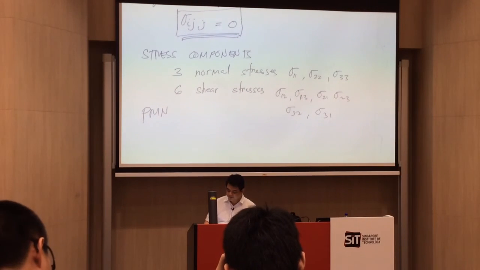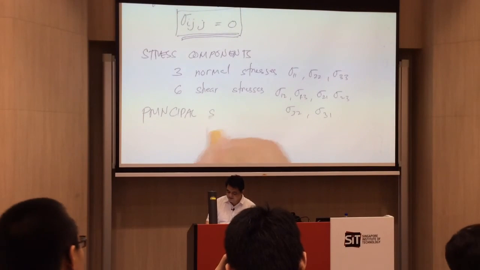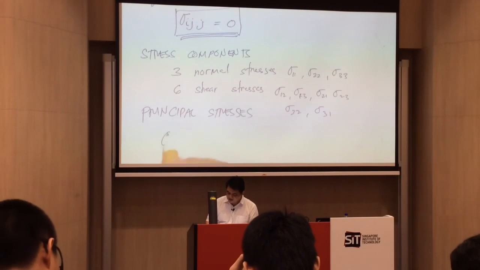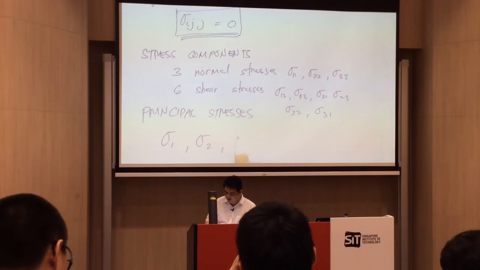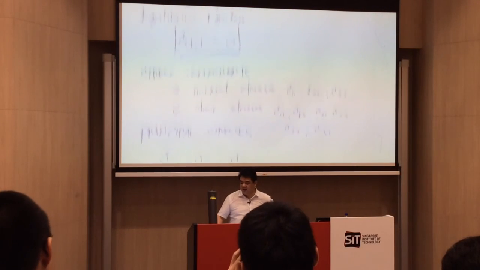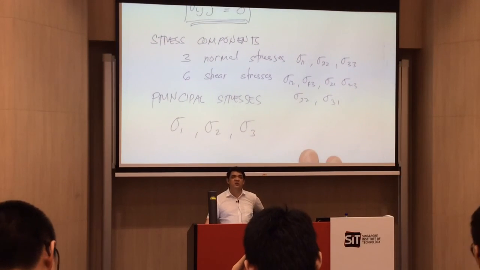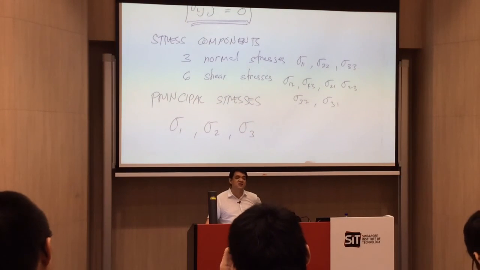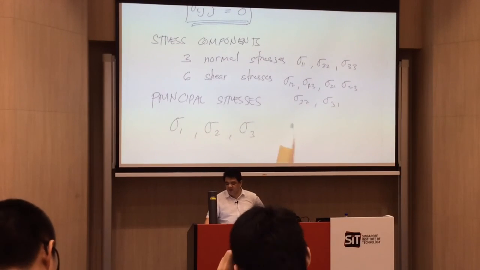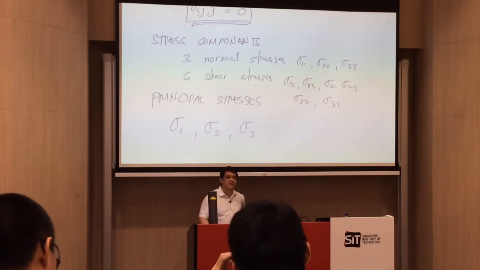Yeah? And then you have your principal stresses. So this one will be sigma 1, sigma 2, and sigma 3. Of course, this one is looking at a 3-dimensional point of view. We can always simplify this one to 2-dimensional analysis, wherein instead of sigma 1, sigma 2, sigma 3, we can reduce this one further to sigma 1 and sigma 2.